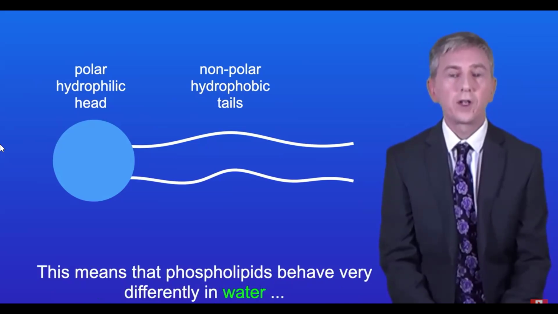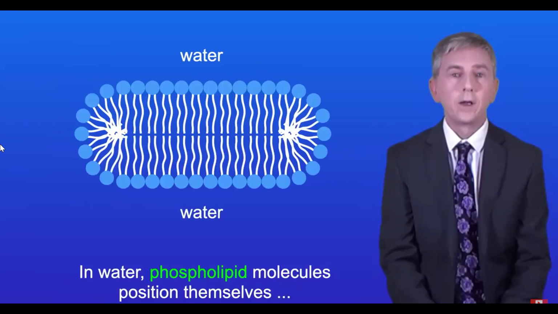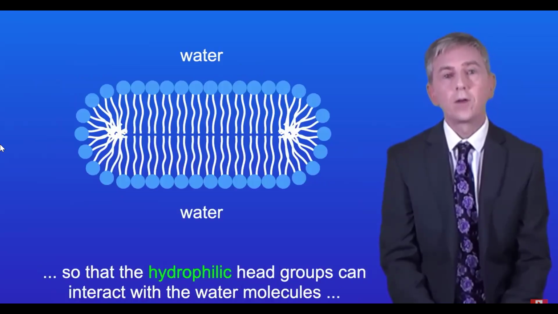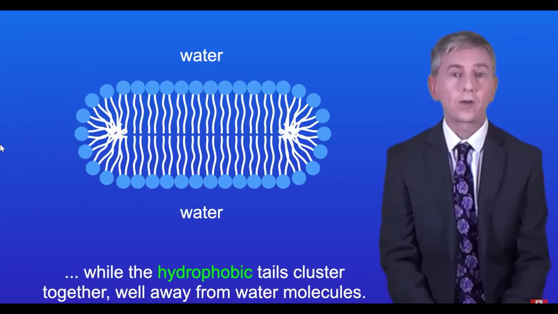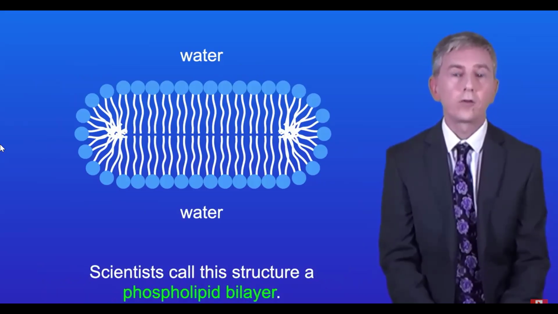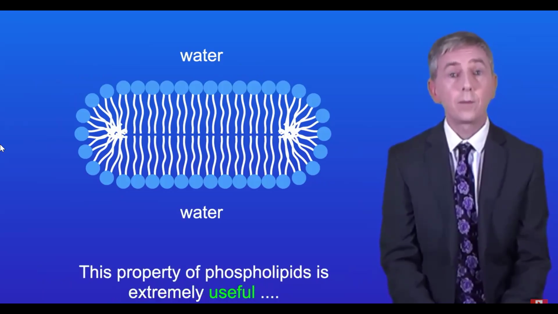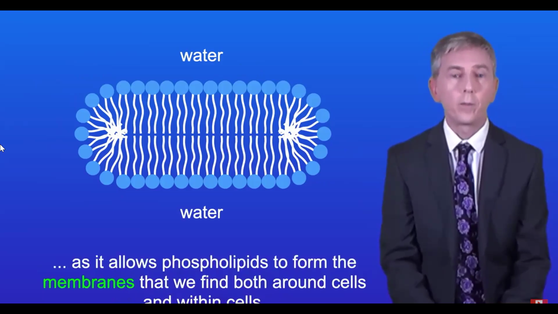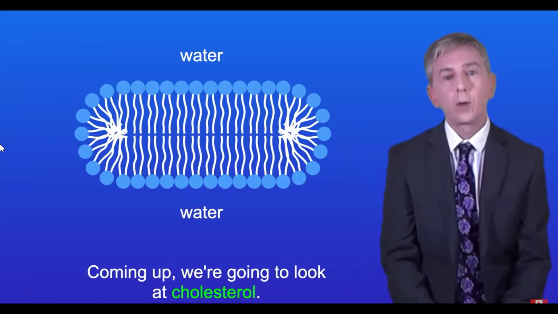This means that phospholipids behave very differently in water compared to triglycerides. In water, phospholipid molecules position themselves so that the hydrophilic head groups can interact with the water molecules, while the hydrophobic tails cluster together well away from water molecules. Scientists call this structure a phospholipid bilayer. Now, this property of phospholipids is extremely useful as it allows phospholipids to form the membranes that we find both around cells and within cells. You'll be seeing this again when we look at cell membranes in more detail in later videos. Coming up, we're going to look at cholesterol.